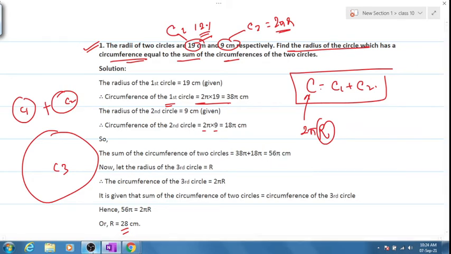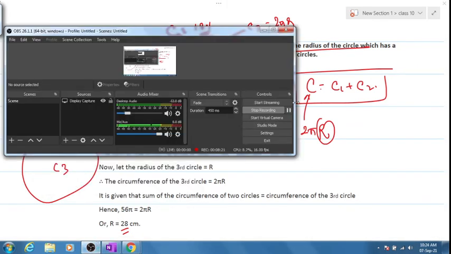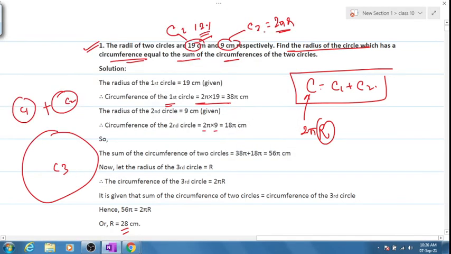I'm pausing the video, kindly tell me if you are done with it or not. Hurry up, confirm yes or no. If not, then kindly take a screenshot. We'll be moving on to the different numerical.